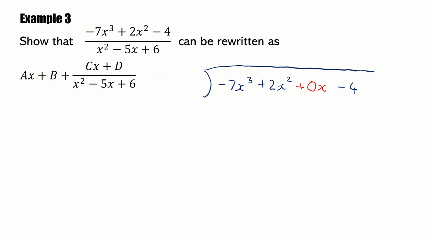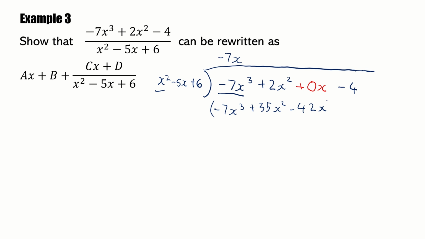Anyway, we're then dividing by x squared minus 5x plus 6. That looks a bit more complicated. Again, people might be going, oh my god, how do I deal with that? Well, it's not really any different from before. You look at the highest power thing over here, highest power thing there, divide them. So minus 7x cubed divided by x squared is minus 7x. Minus 7x times the entire quadratic would be minus 7x cubed, a plus 35x squared, and a minus 42x.